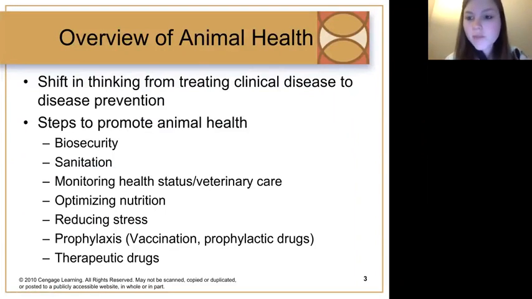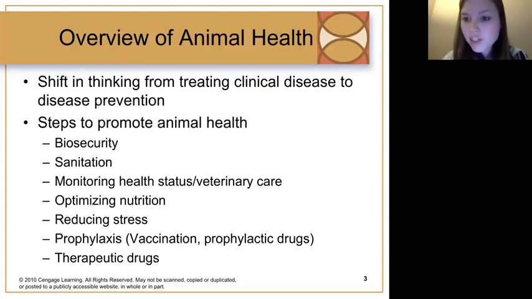So there has been a shift in thinking from treating clinical disease more towards disease prevention, because obviously if you can prevent the disease before it ever happens, then that's better than having to deal with it once it has happened. So producers and people take different steps to promote animal health.